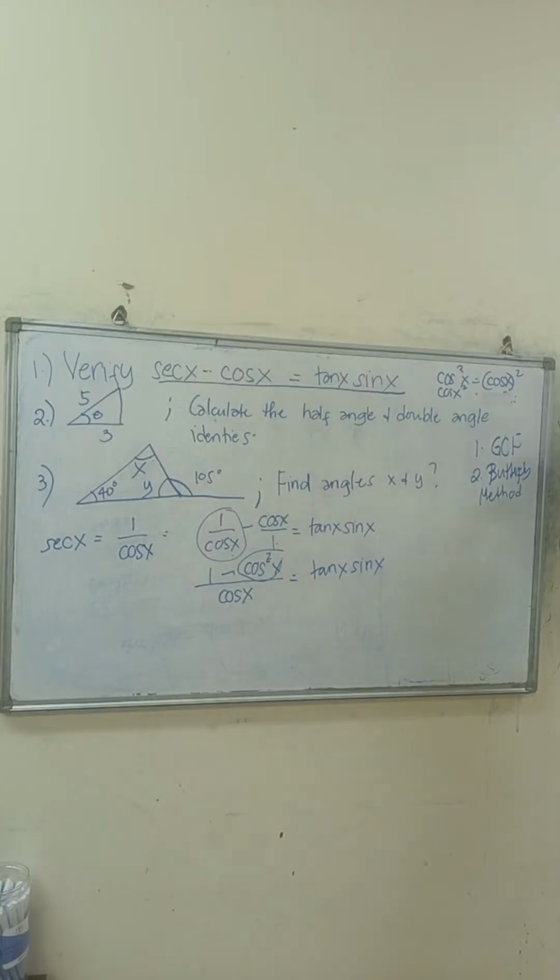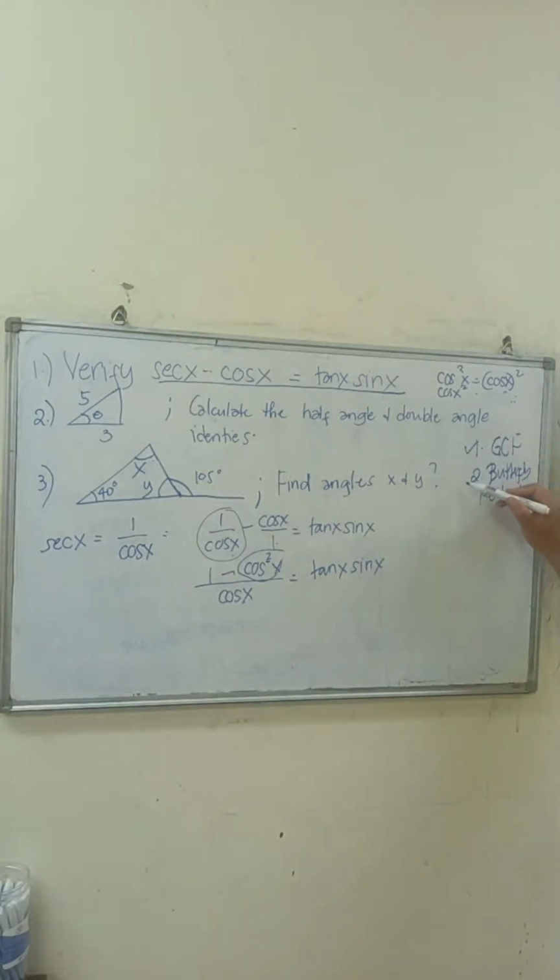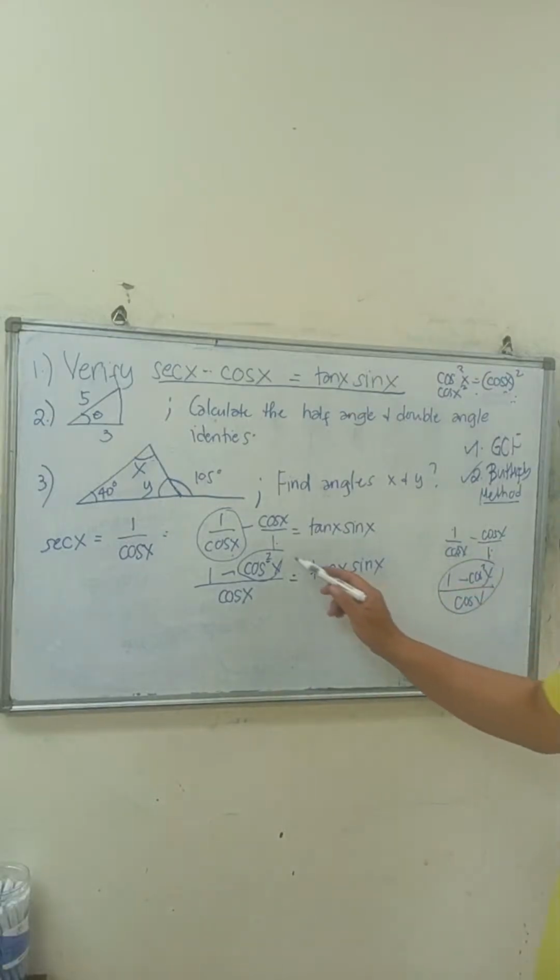Be careful also. Now we are using the GCF, right? For number 2, we must use the butterfly method. It says 1 over cosine x minus cosine x. This cosine x is understood to be over 1. So 1 times 1 is 1. Cosine x times cosine x is cosine squared x. Cosine x times 1 is cosine x. Take a look, they just have the same answer, right?